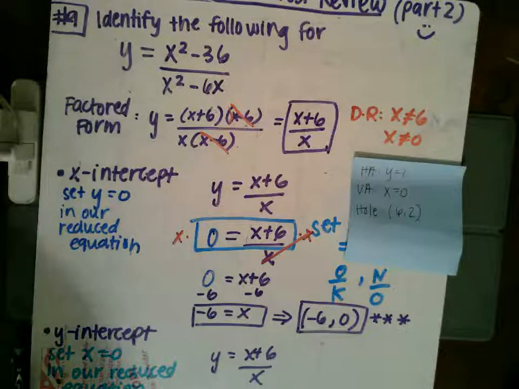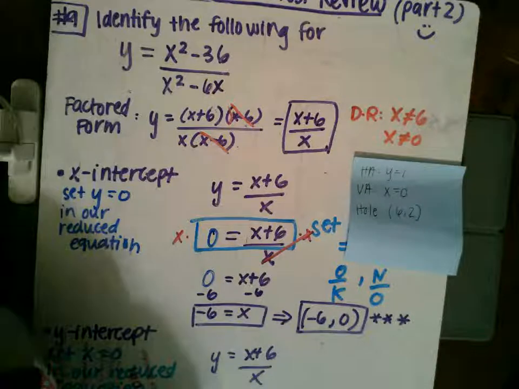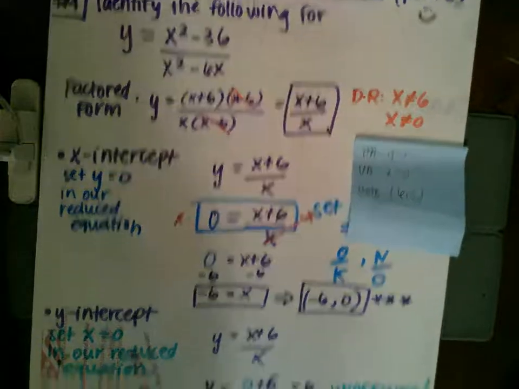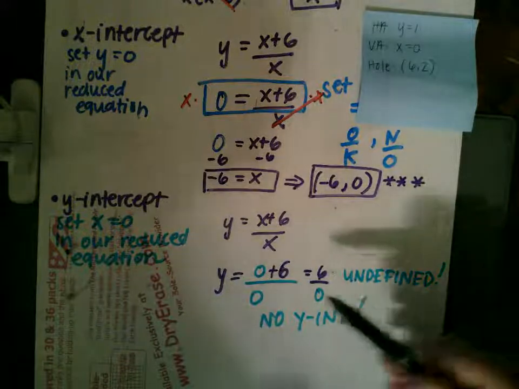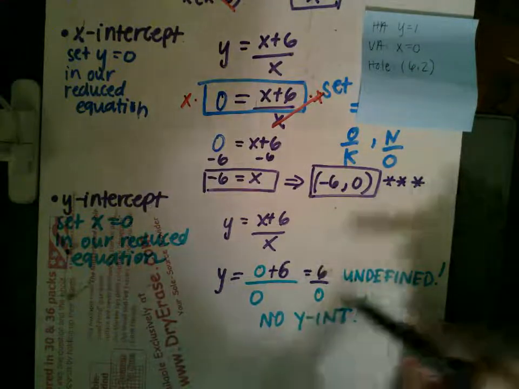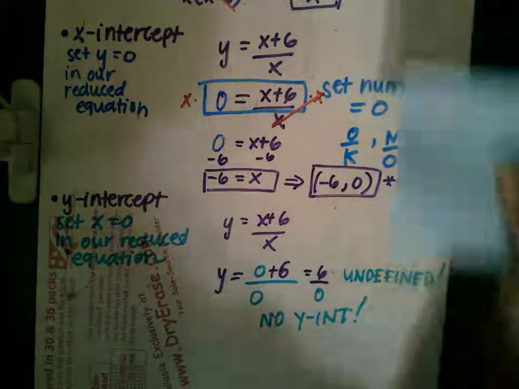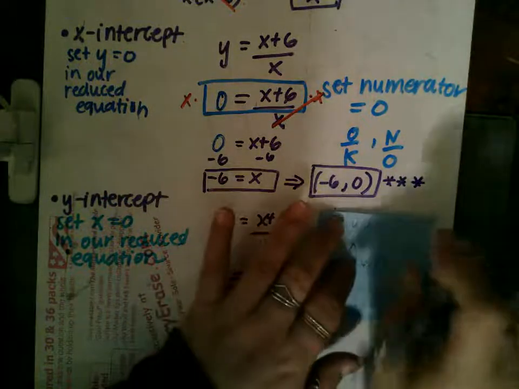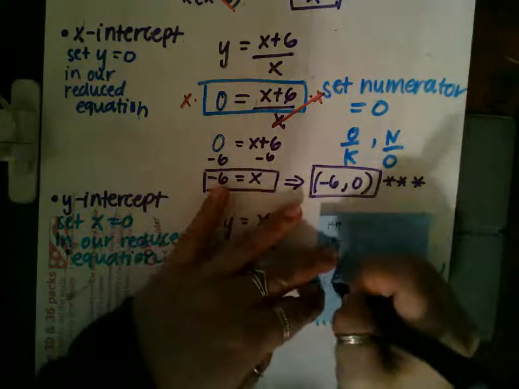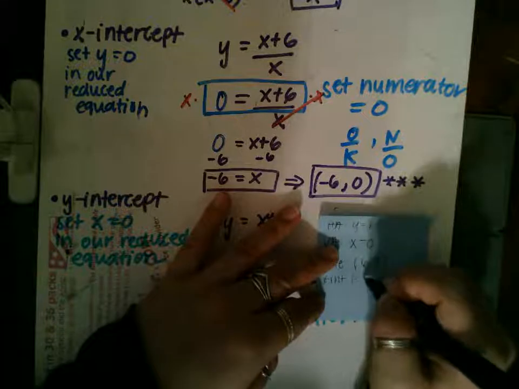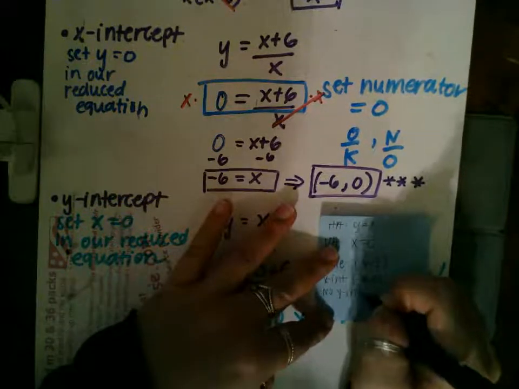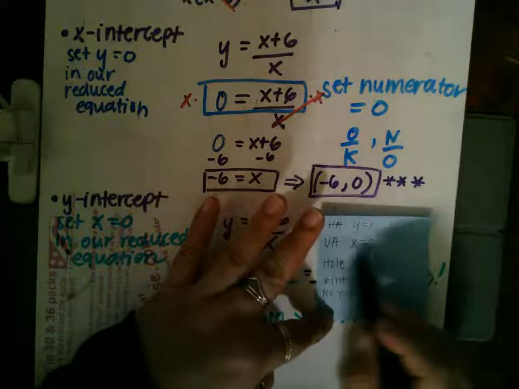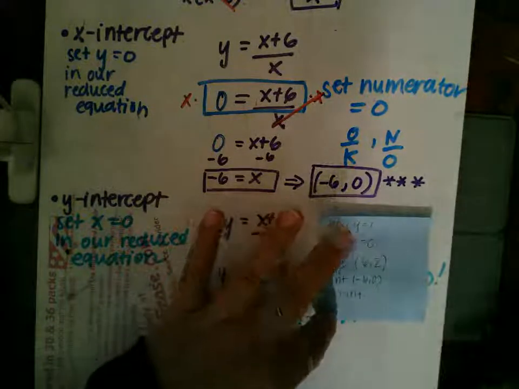So there's no y-intercept. Normally we set x equal to 0 and solve, but in this instance, when we set x equal to 0, we got an undefined, we broke a math law, we're not allowed to do that, so there's no y-intercept. So on my little sticky note here, I'm going to say that my x-intercept is at -6, 0. I have no y-intercept, and that makes sense because I have a vertical asymptote at x equals 0.